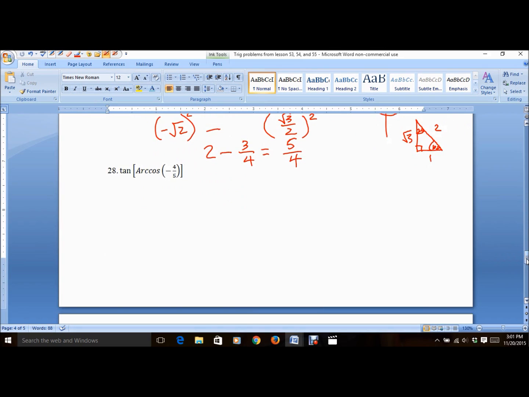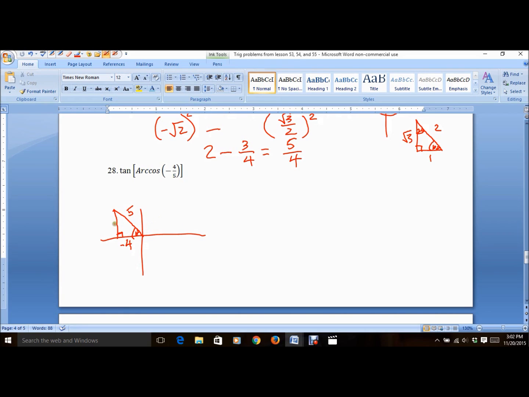Okay, now we want to take the tangent of the angle whose cosine is -4/5. So the angle whose cosine is -4/5, cosine is negative in the second quadrant. So it's going to be this triangle here. The cosine of the angle theta is adjacent over hypotenuse. So the x-coordinate is negative in this quadrant. You go left. All right, so we're in that quadrant.